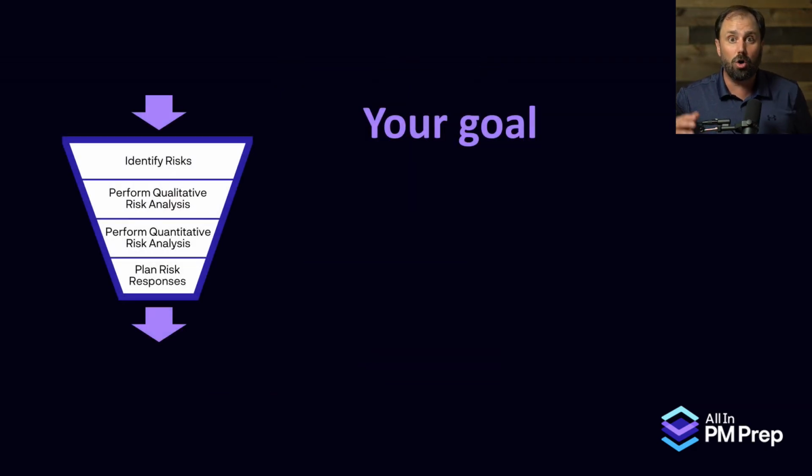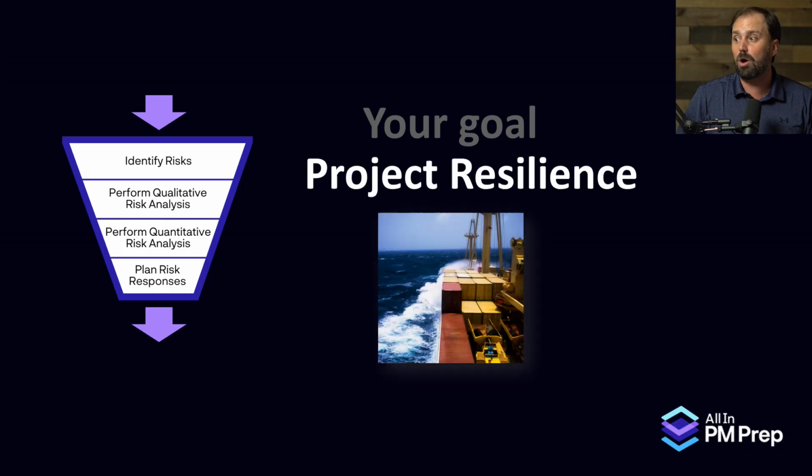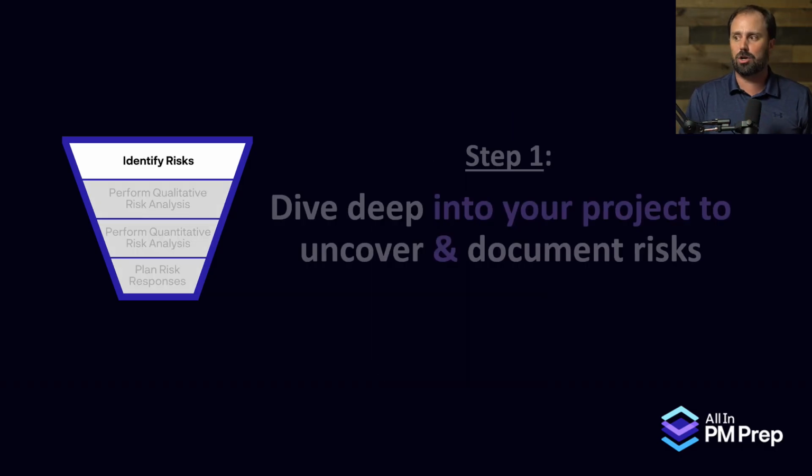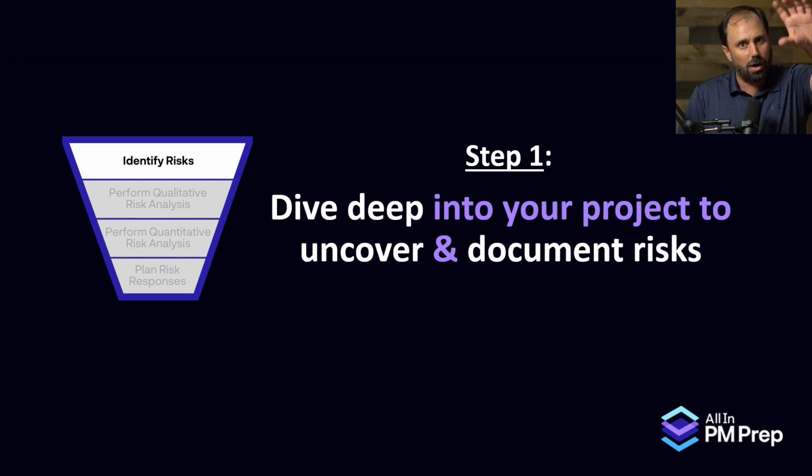Now, your goal through this entire funnel is what we call project resilience. Like this ship, yes, the ocean has all kinds of waves, all kinds of storms, all kinds of things that are hitting us on our project, but we have planned, and now our project has a lot of resilience. We can live through the storm. That's what we're trying to do with risk. Step number 1, top of the funnel, is to dive deep into our project and uncover and document our risks.